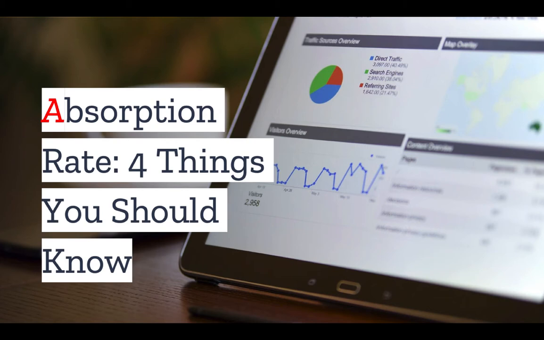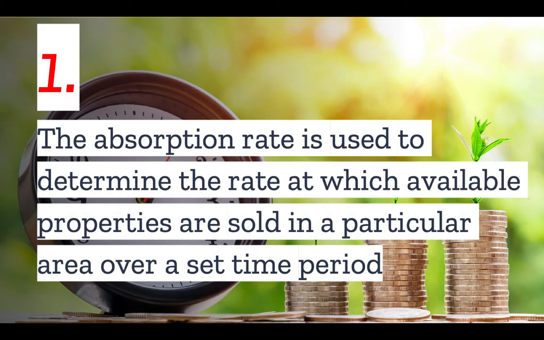but if you are wondering how you can avoid falling into a similar situation with your development, looking at your market's absorption rate would be a good starting point. And in today's video, we have the top things you need to know about this metric. Number 1. The absorption rate is used to determine the rate at which available properties are sold in a particular area over a set period of time.